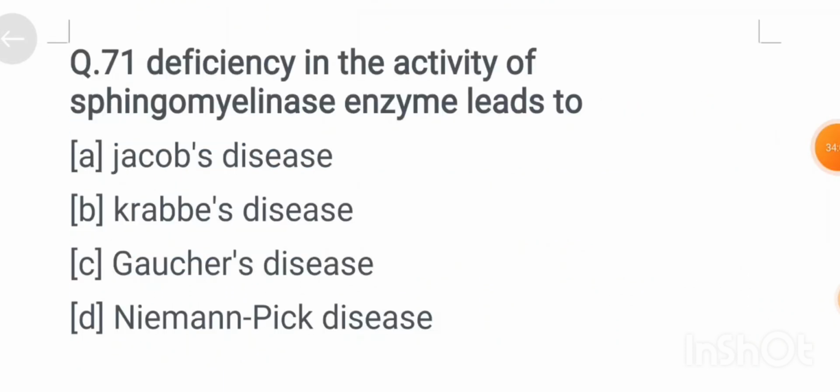Deficiency in the activity of the sphingomyelinase enzyme leads to: option A, Creutzfeldt-Jakob disease; option B, Krabbe disease; option C, Gaucher disease; option D, Niemann-Pick disease. Correct answer is option D.